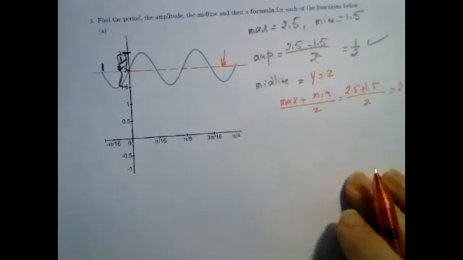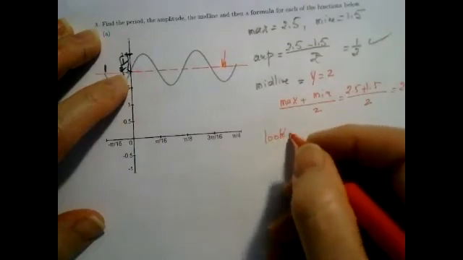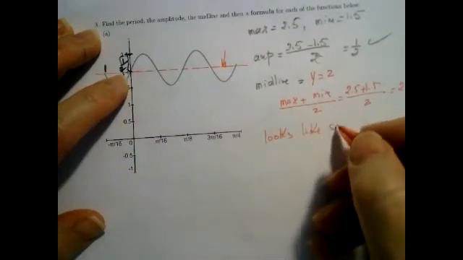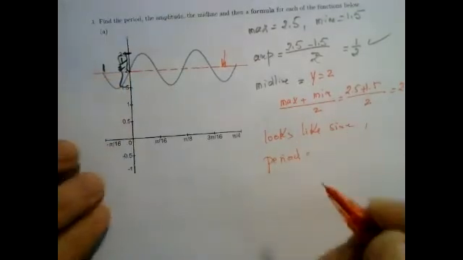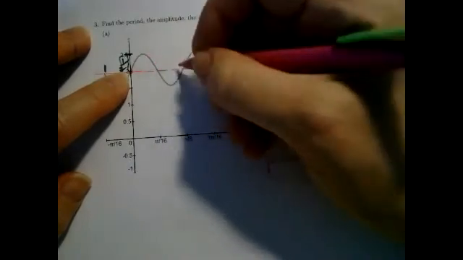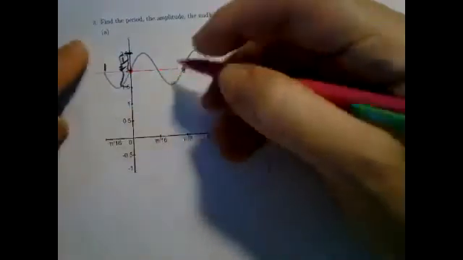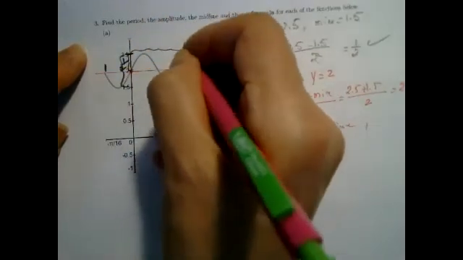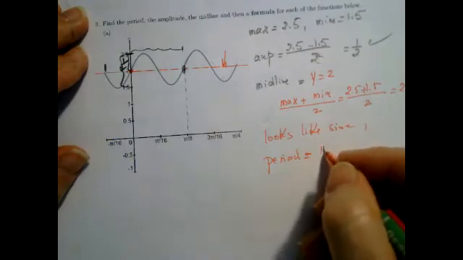Now, the function looks like a sine function. And the period is, let us see, it starts here, it's going up, down, and then it starts repeating itself. So it starts repeating itself right there. So that's the period, from here to here. Some students again had difficulties with the period. So the period is pi over 8.